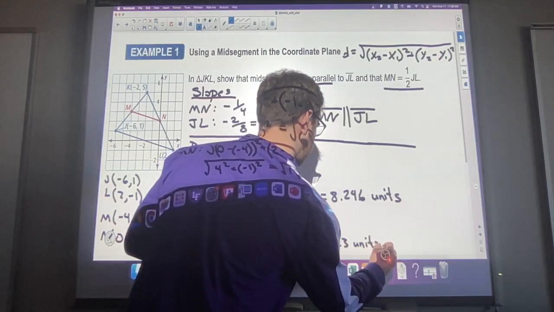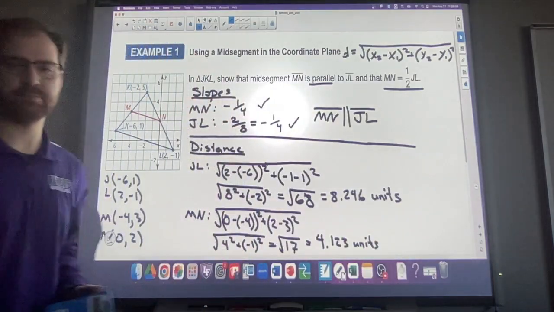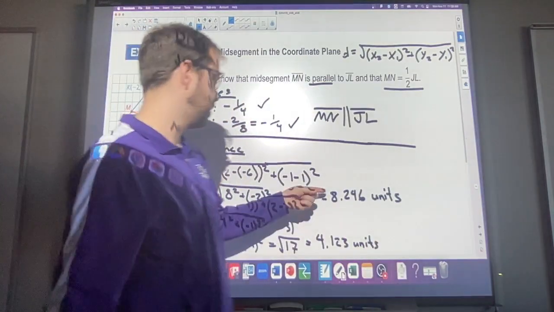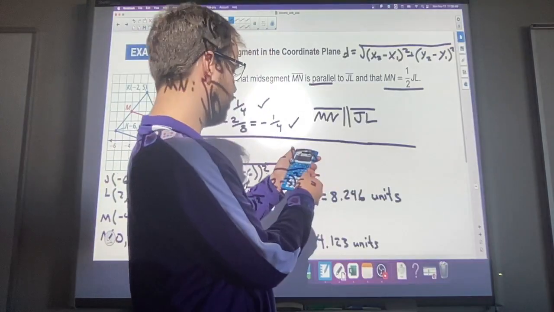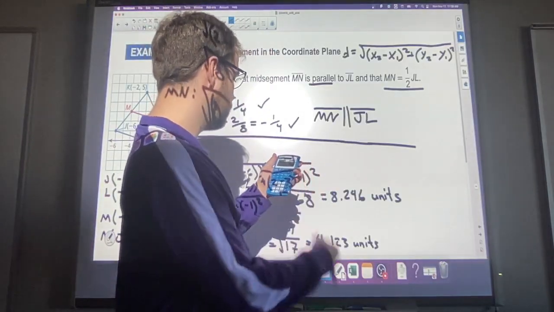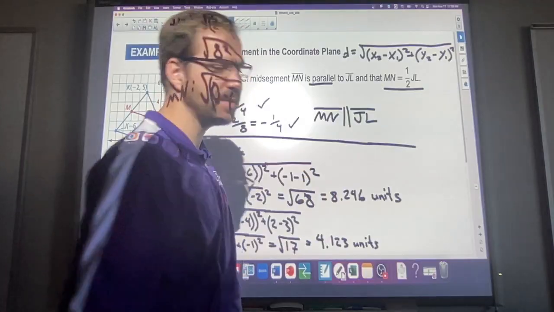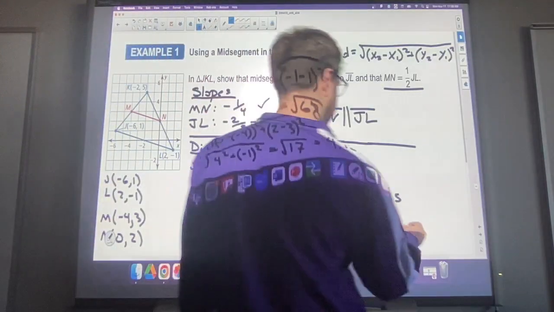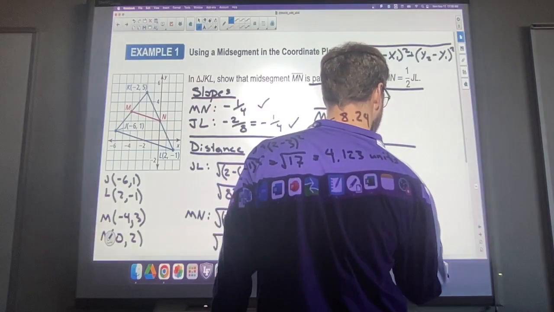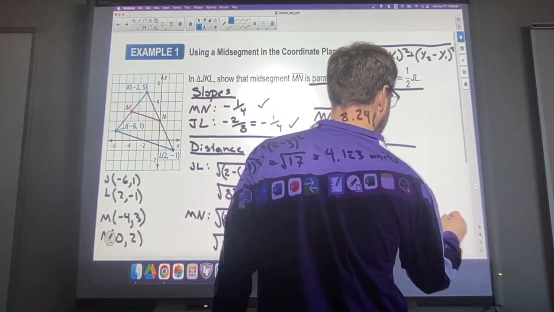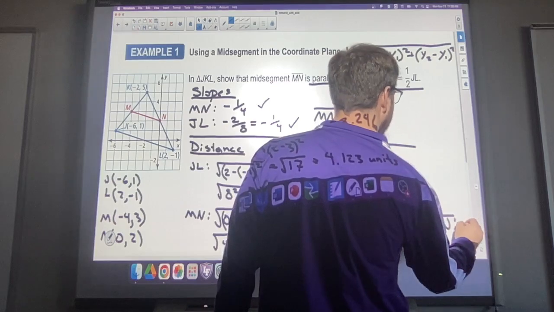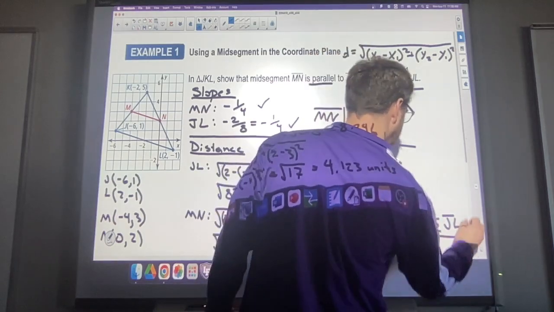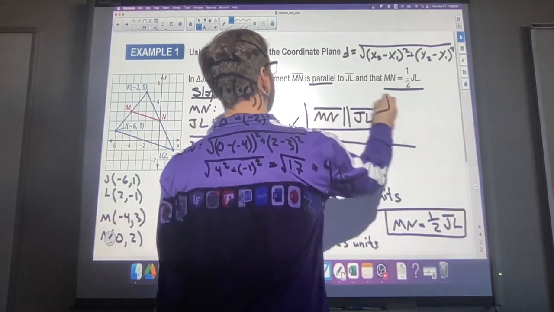Units. And now we look, okay? Is this double this? So if I take 4.123 times 2, I get the exact same number here, okay? So it all checks out, yes. MN is 1/2 of JL, okay? So I said they're 1/2, I said they're parallel, we're done, okay?